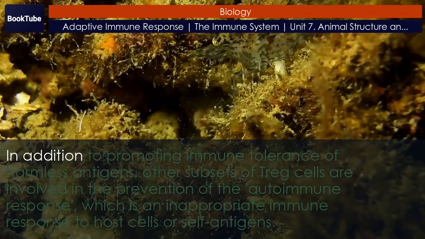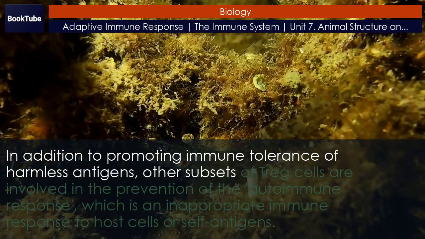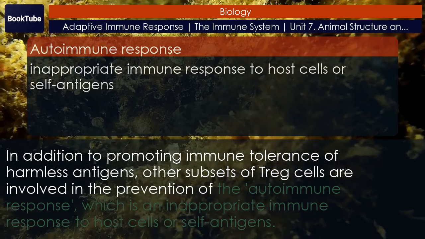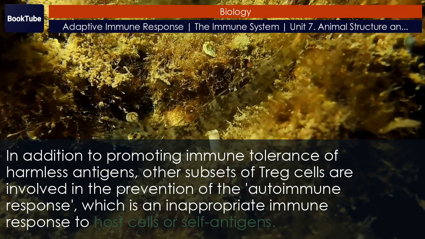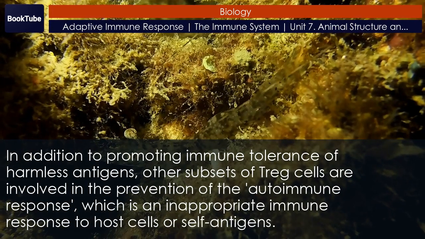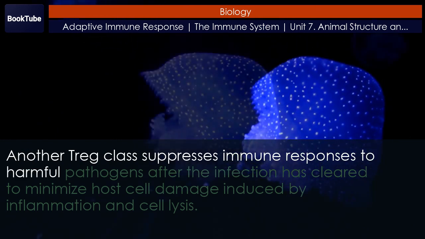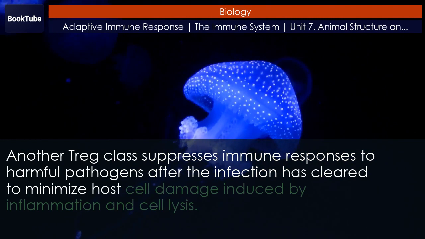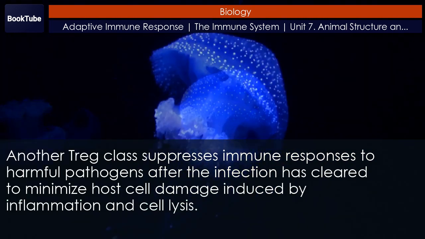In addition to promoting immune tolerance of harmless antigens, other subsets of Treg cells are involved in the prevention of the autoimmune response, which is an inappropriate immune response to host cells or self-antigens. Another Treg class suppresses immune responses to harmful pathogens after the infection has cleared, to minimize host cell damage induced by inflammation and cell lysis.